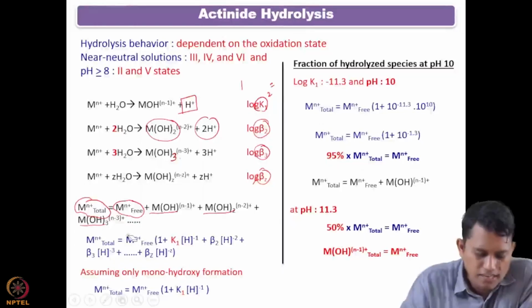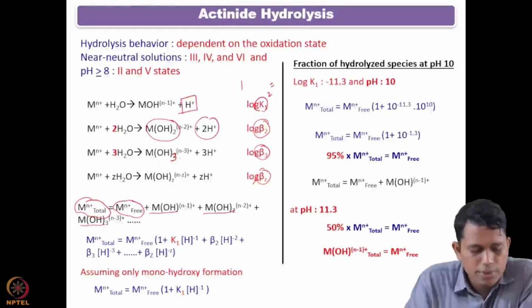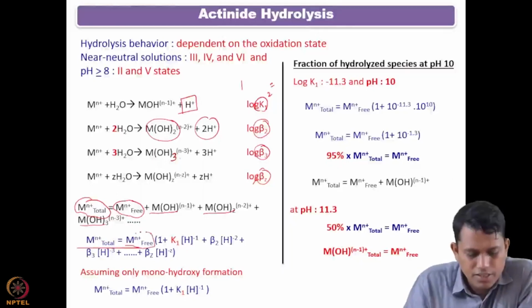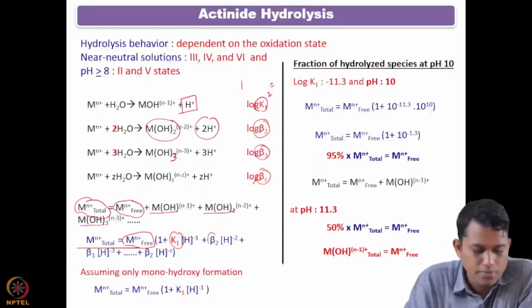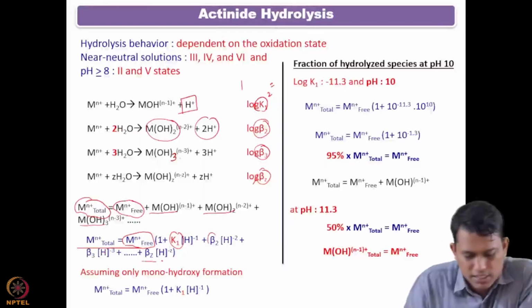not linear, I should say, we get an equation like this, in which M total is nothing but M free times (1 plus K1 by H, plus beta 2 by H squared, plus beta 3 by H cubed). So we can get this equation.